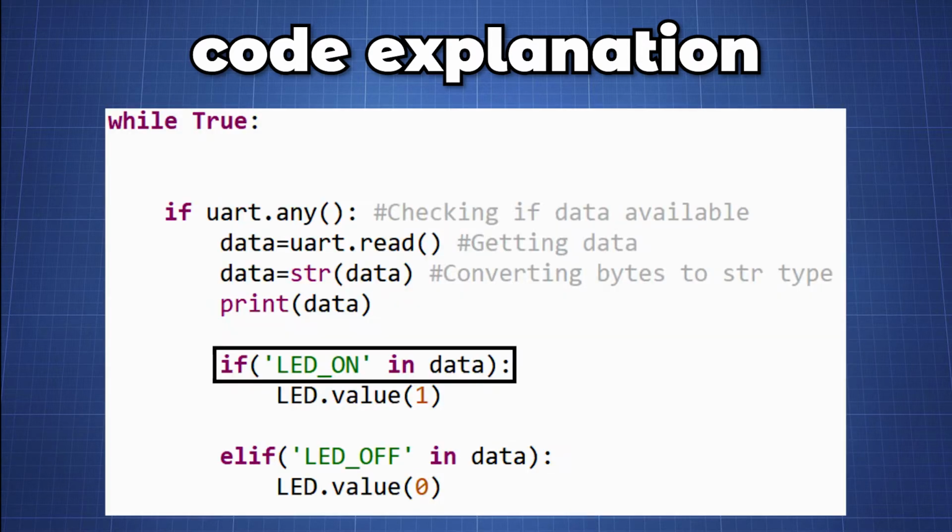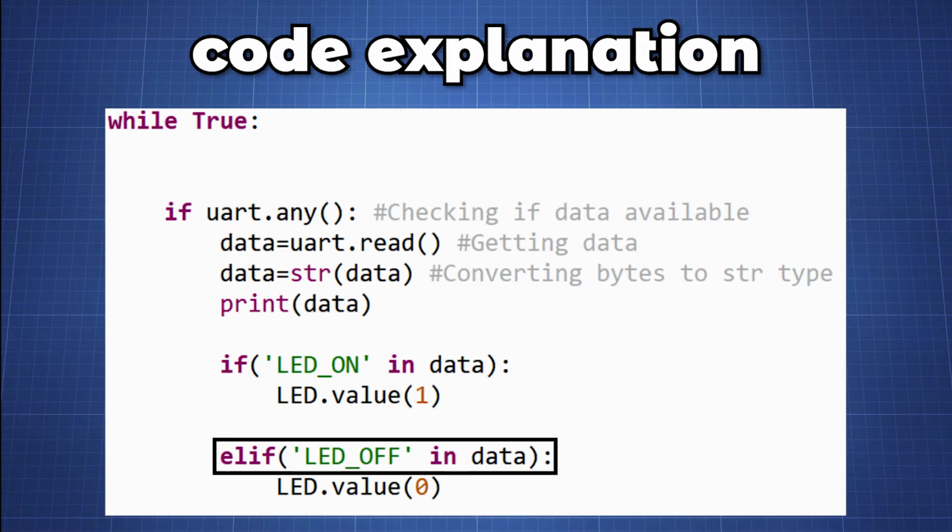So we create another if. If we receive LED on from data, we will set the LED value to 1 to turn it on. Else, if we receive LED off from data, we will set the value to 0.